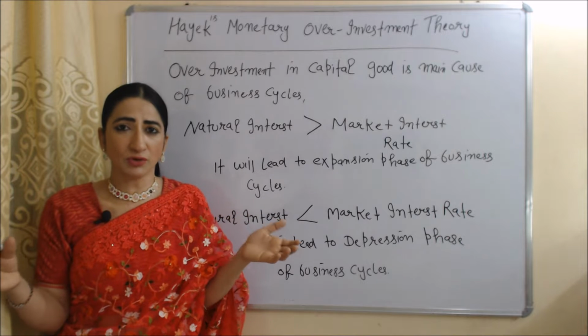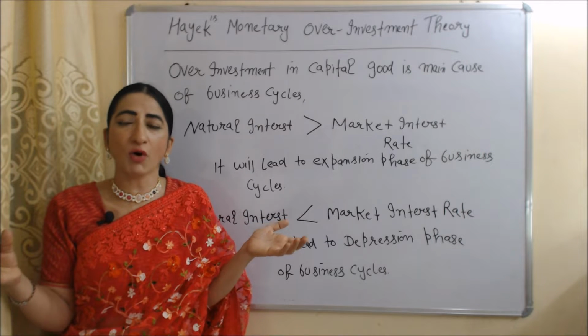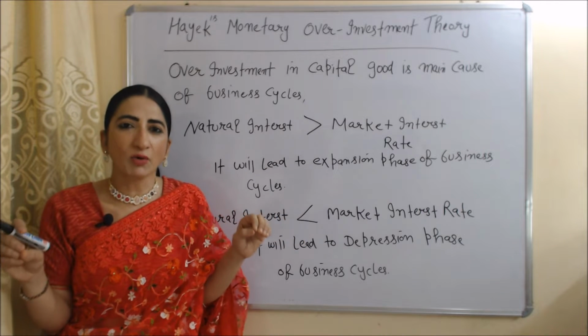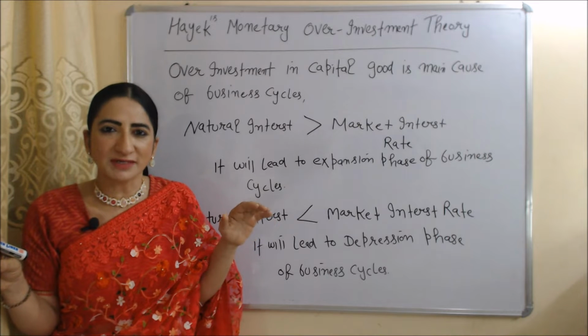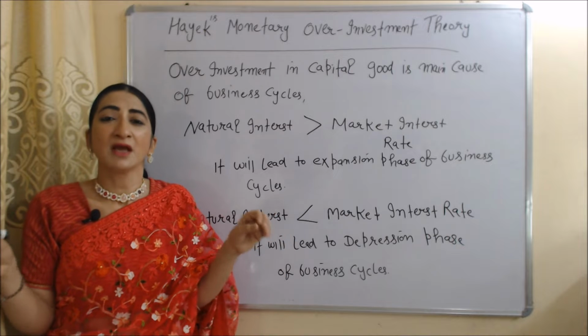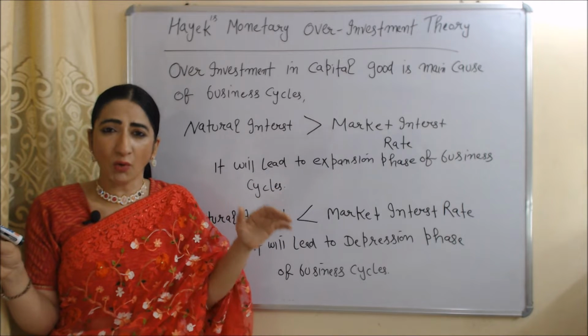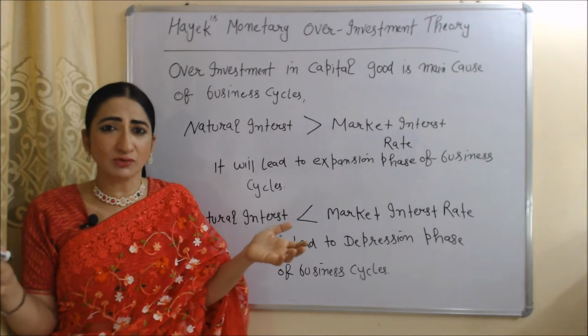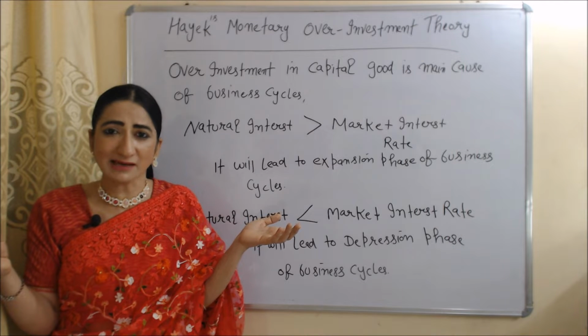Today we are going to talk about Hayek's monetary over-investment theory. According to this theory, over-investment in capital goods is the main cause of business cycles.